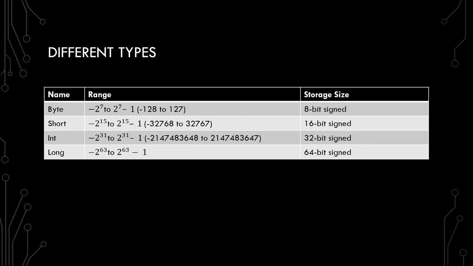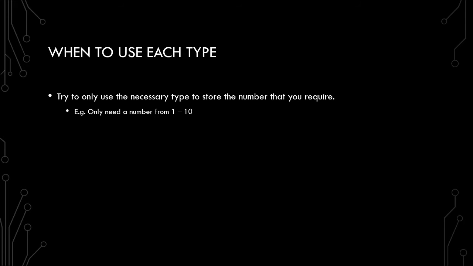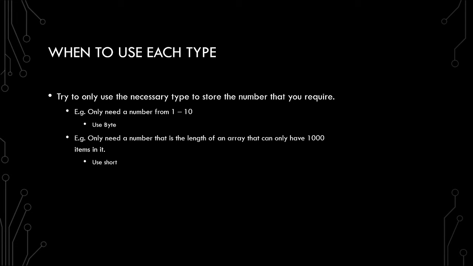You're most likely not ever going to need to use a long, but if you do, it's okay. So when to use each type, you will really only want to use the necessary type to store the number that you require. For example, if you only need a number from 1 to 10, use a byte. And if you only need a number for the length of an array that can only have 1,000 items in it, you might want to use a short instead of an integer or a long.